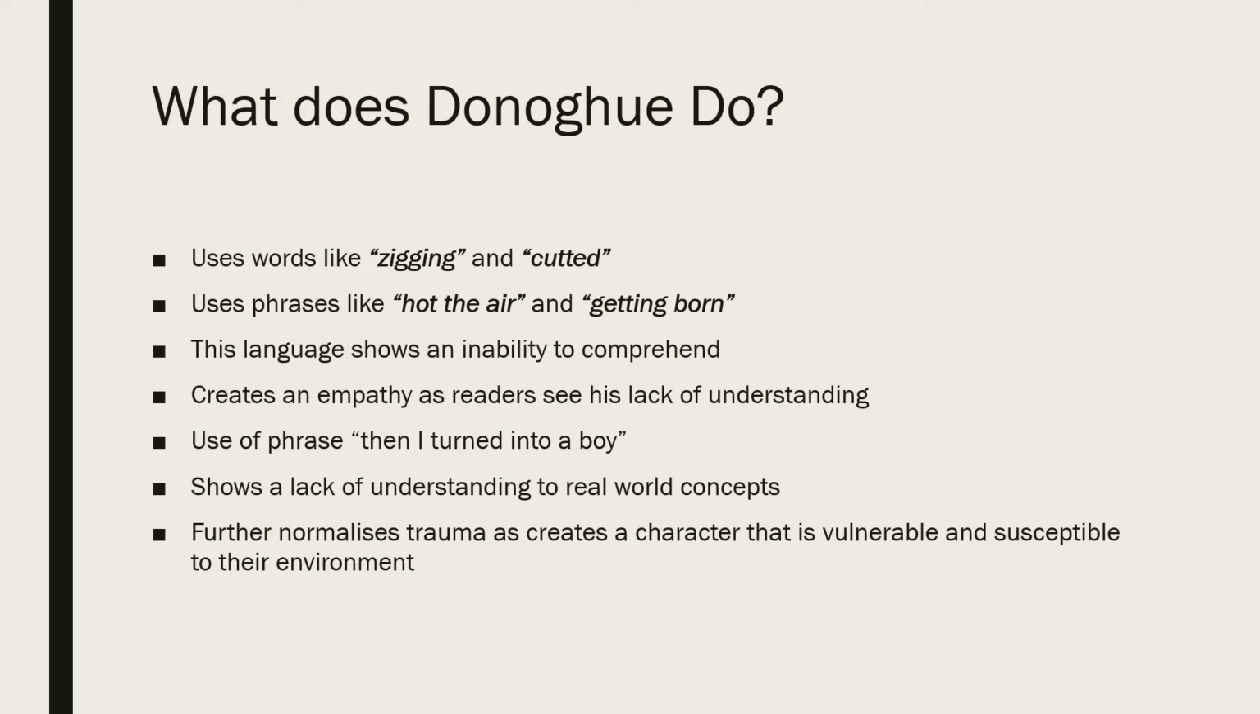Again, when he says, "Then I turned into a boy," we see his lack of comprehension for real-world concepts, showcasing once again his vulnerability and lack of knowledge. By incorporating this, Donoghue creates a character which is more susceptible to normalized trauma, as Jack's lack of knowledge in the first place leaves his development to be skewed by his surroundings and ongoing trauma.